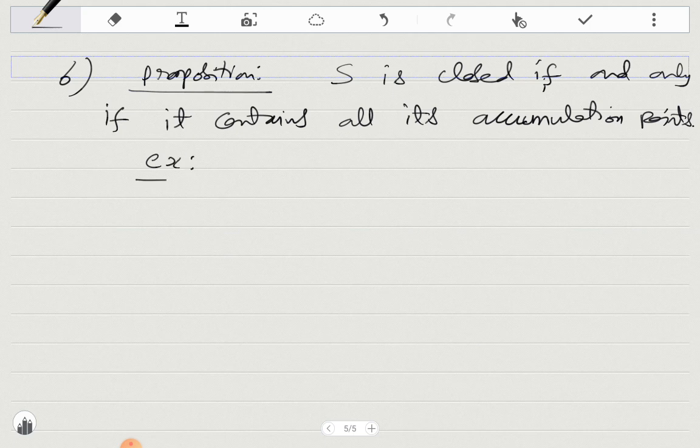So as an example, finite sets are closed. As we remarked in the previous page, finite sets do not have any accumulation points. So this condition that it contains all its accumulation points is vacuously true. Therefore, finite sets are closed.